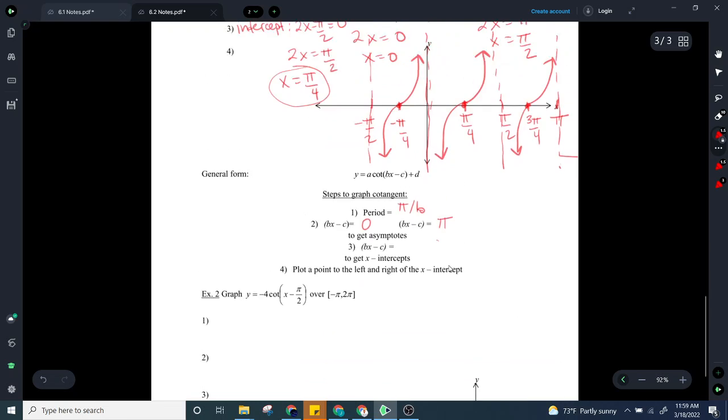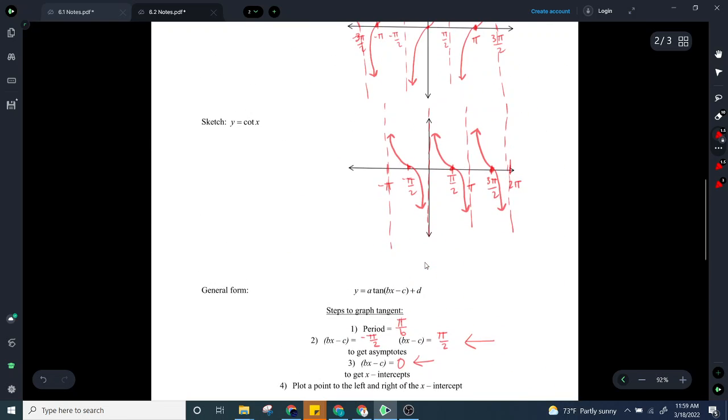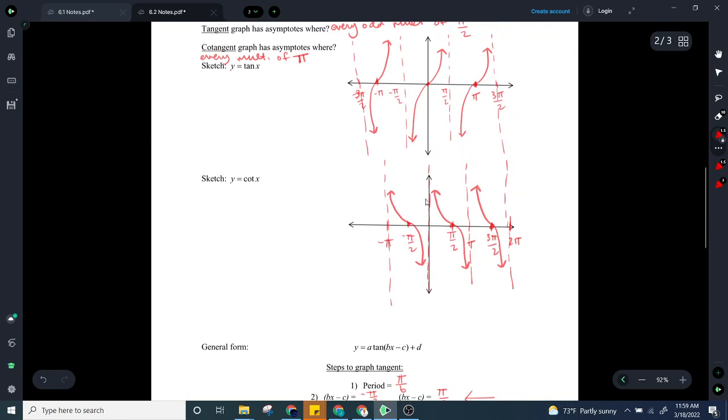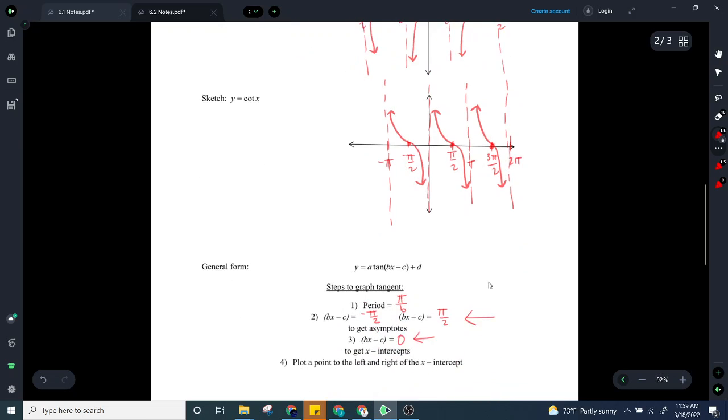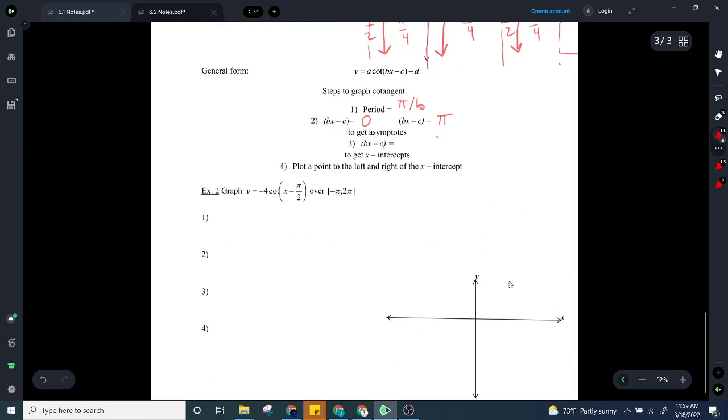The reason I'm using those is because if you go back to the original cotangent graph, the asymptotes in the original graph were at 0 and pi. So if there's any shifting, that's what we need to relate it to. So 0 and pi are going to be the equations we use for the asymptotes. And for the intercepts, the halfway point between those is pi over 2. So we're going to set bx minus c equal to pi over 2 to get the intercepts.